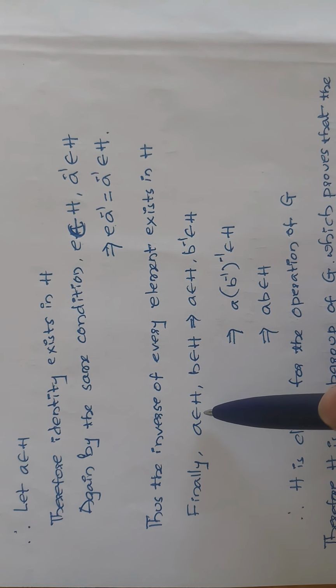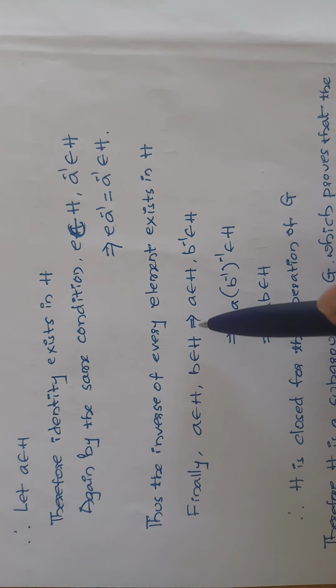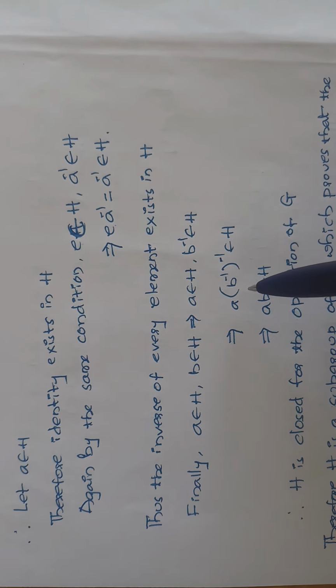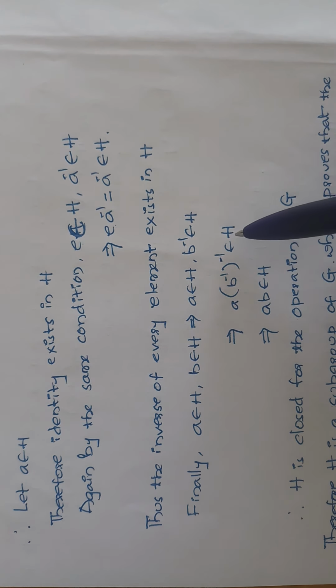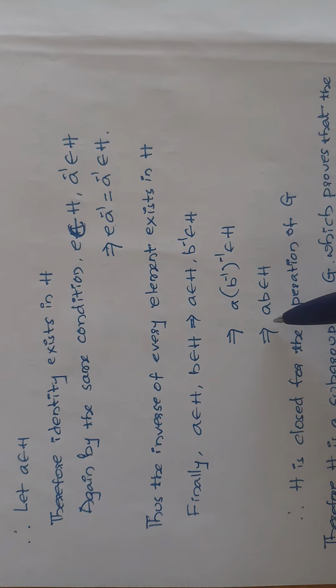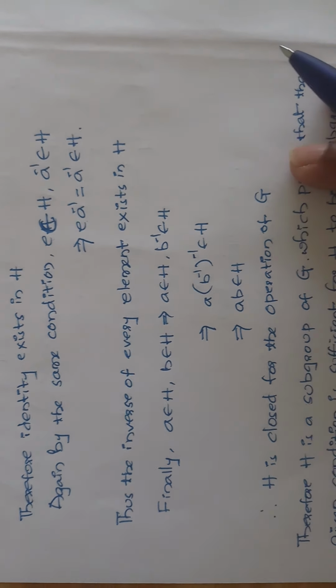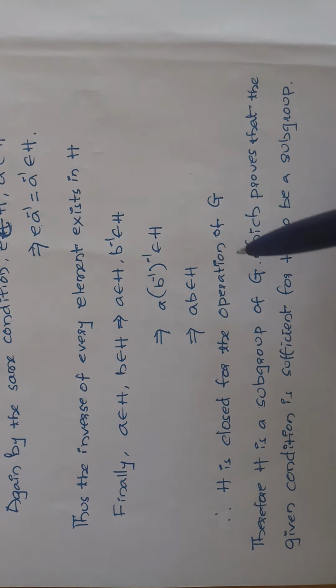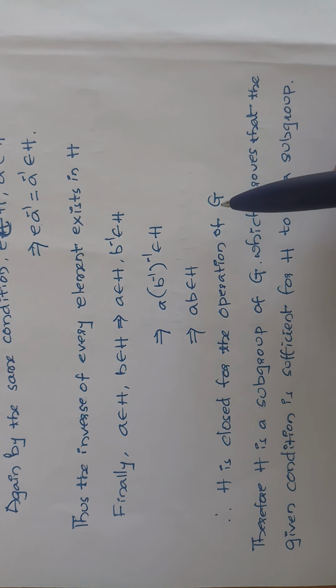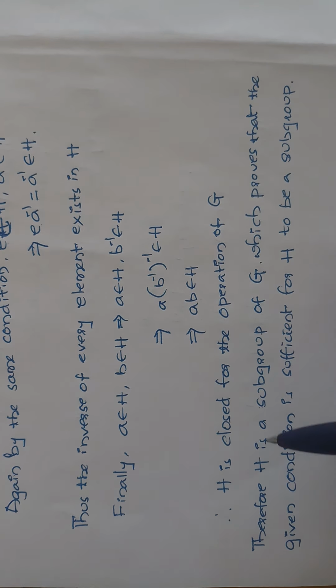Finally, if a belongs to H and b belongs to H, that implies that a belongs to H and b inverse belongs to H. That implies that a into b inverse also belongs to H. So b inverse inverse is what? It is b. So a into b belongs to H. Therefore H is closed for the operation of G. Therefore H is a subgroup of G.